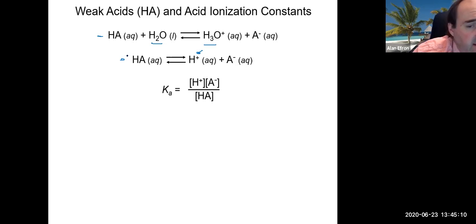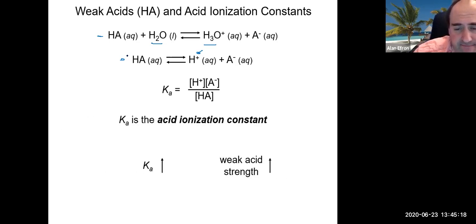HA is a generic formula used for a weak acid or an acid in general. And we can write our Ka expression to add to our ever-growing K list. It is essentially the exact same thing we've done before. It is our products over our reactants. And the a part tells us it's a weak acid dissociation constant, or an acid ionization constant. And a stands for acid. So as the Ka value increases, so does the strength of the weak acid.